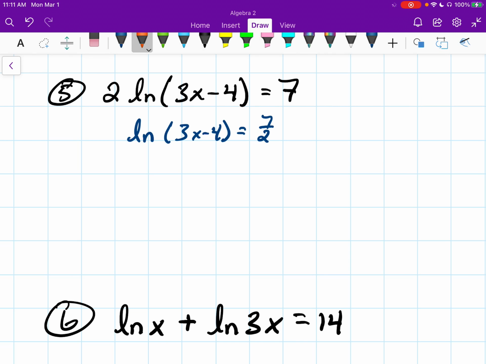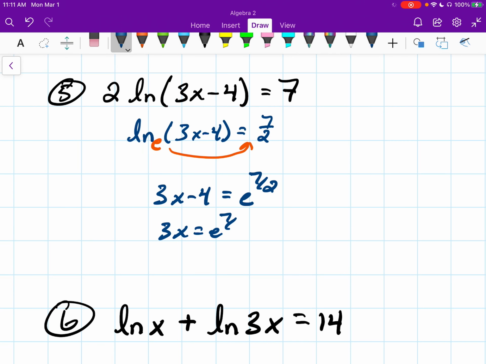Now, we want to get rid of our natural log, so let's convert this to exponential form. This e will come over here, and it'll kick the 7/2 into the exponent. So we'll have 3x minus 4 equals e to the 7/2. So 3x is e to the 7/2 plus 4, and x will be equal to 1/3 times the quantity e to the 7/2 plus 4.